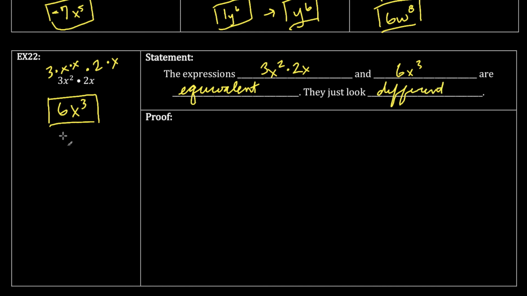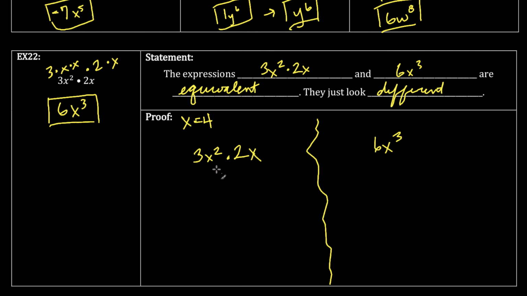So let's go ahead and prove that. So let's make x, we have a 3, a 2, a 6. Let's use 4. So 3x squared times 2x should be equivalent to 6x cubed, 6x to the 3rd. So 3 times 4 squared times 2 times 4 should be equivalent to 6 times 4 cubed.